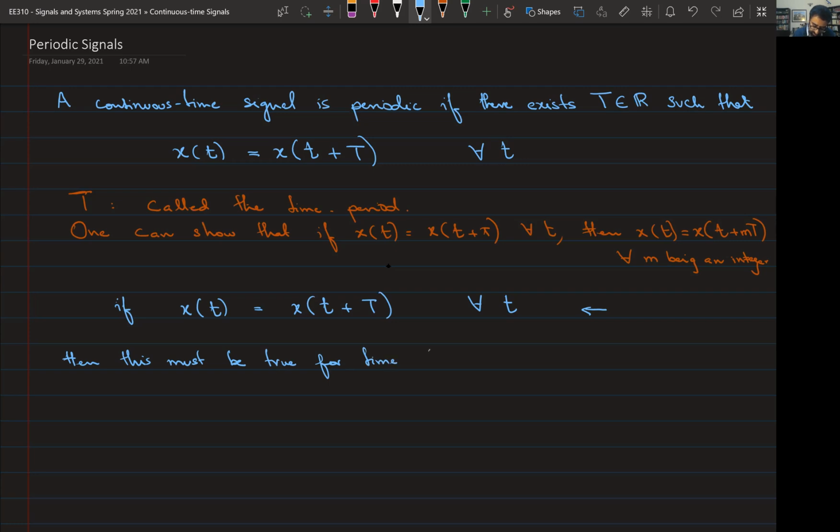for time t plus capital T as well, right? Because small t plus capital T is still on the number line, still some number from minus infinity to plus infinity. So if this condition of equation 1 holds true for small t, equation 1 must hold true for small t plus capital T as well. So if I plug small t plus capital T into 1, what do I get?